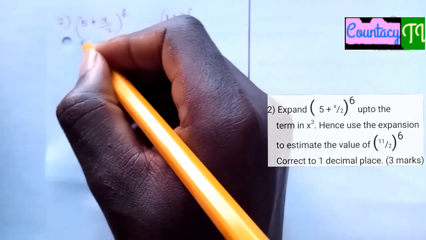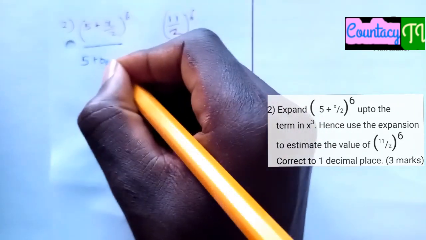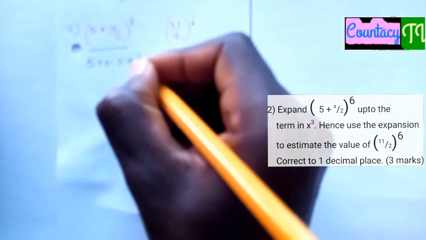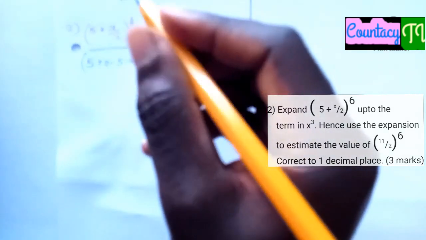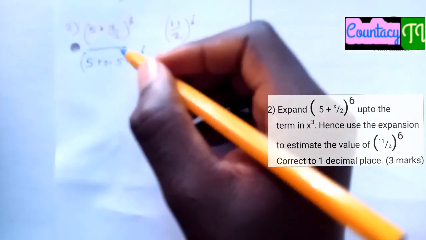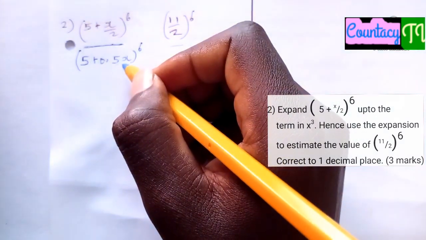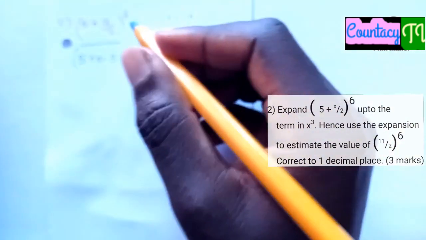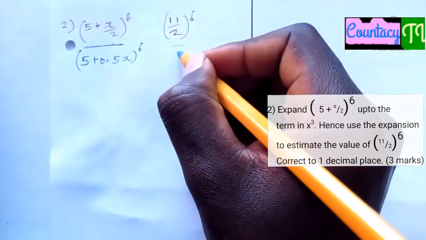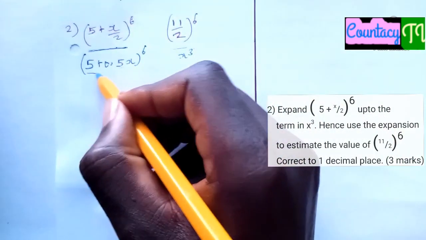First of all, we have this value equivalent to (5 + 0.5x) to power 6. I've converted this x over 2 into a decimal to avoid making errors. However, if you wish, you can work with it like that. But if you wish to avoid the errors, you can convert it to a decimal. Next, up to the term where x is to power 3, we're going to have 4 terms of this expansion.